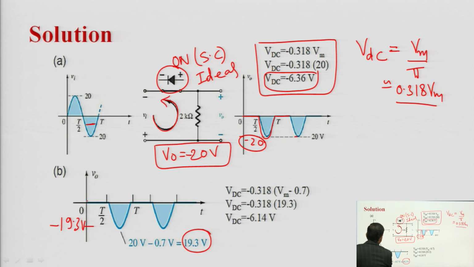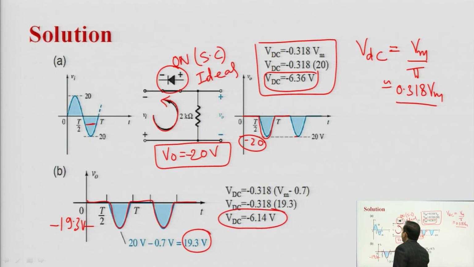And again we can see that the waveform for this particular circuit is as per the half wave rectifier circuit. So again the DC voltage will be VDC equals to Vm by pi, which is now approximately equal to minus 6.14 volt.